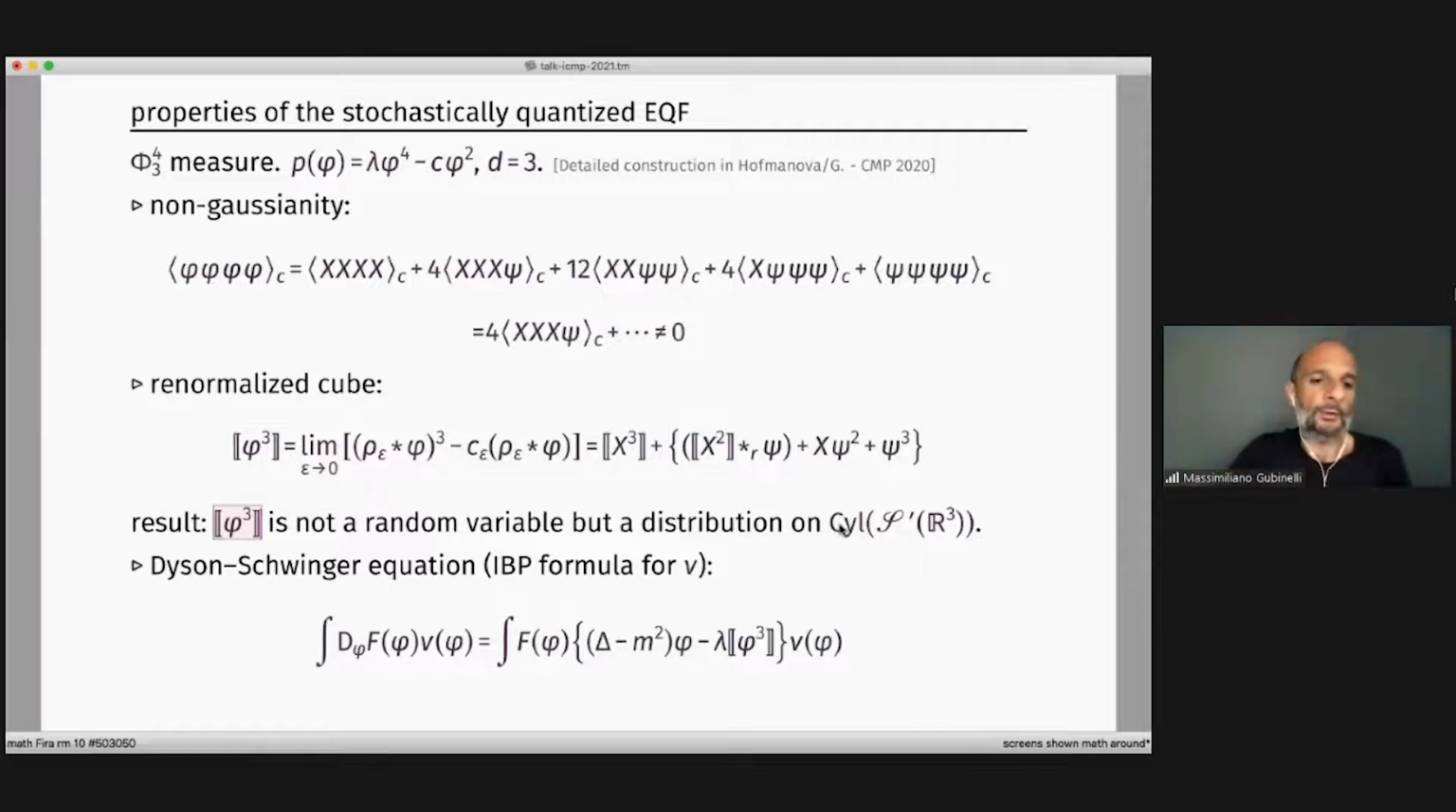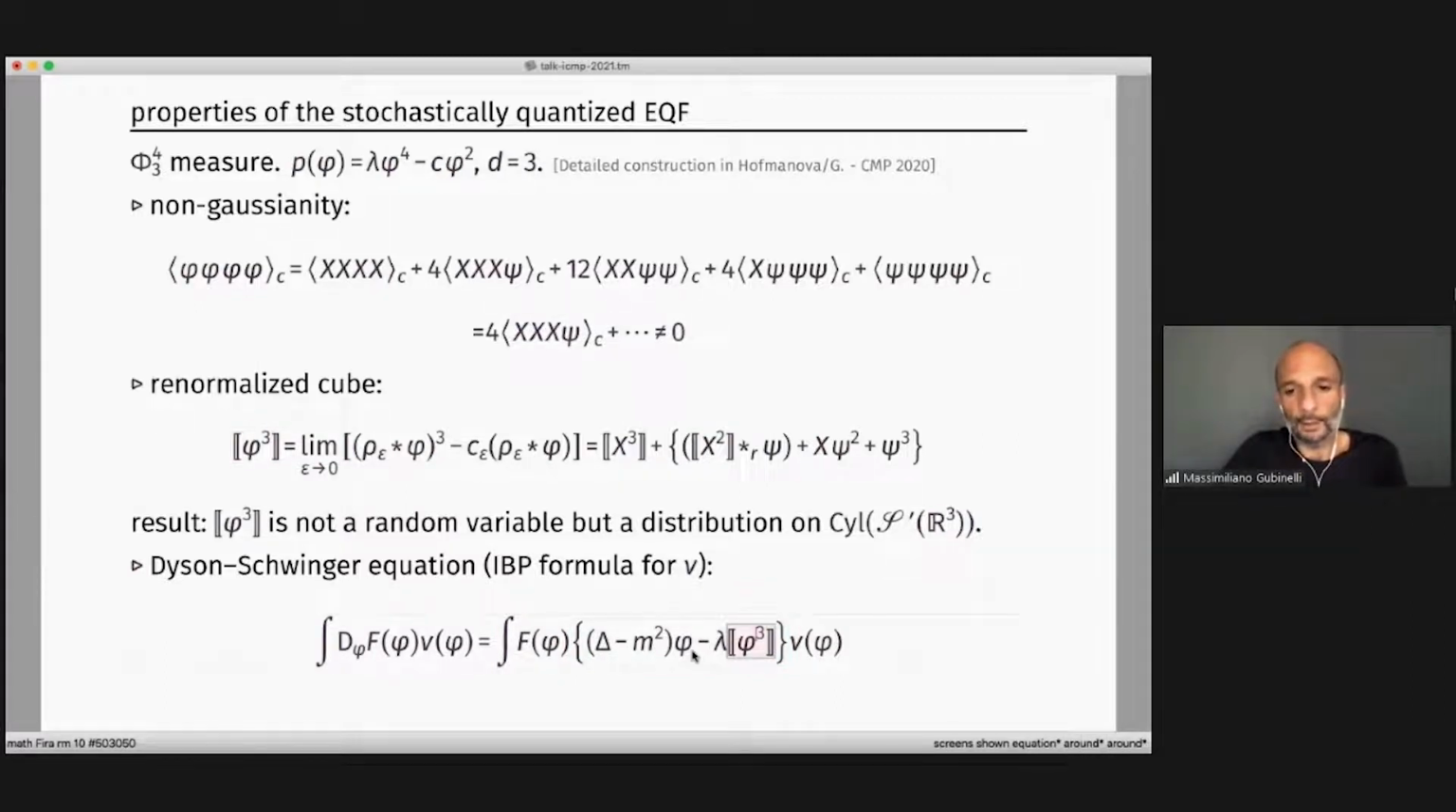It's a linear functional on cylindrical functions of your field, and then you can prove Dyson-Schwinger equations, for example, which is a description of the measure. If you need to give a rigorous description of Phi^4_3, that's the only one I can give. So it's the measure which satisfies this integration by parts formula, where the cube appears. So it's important to construct the cube because you need this integration by parts formula.